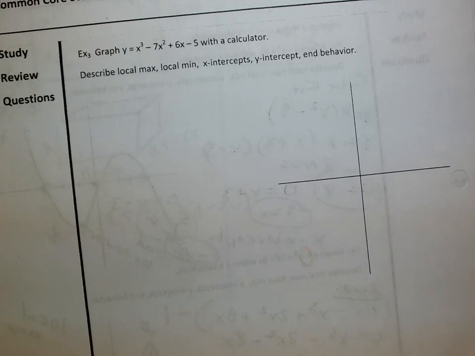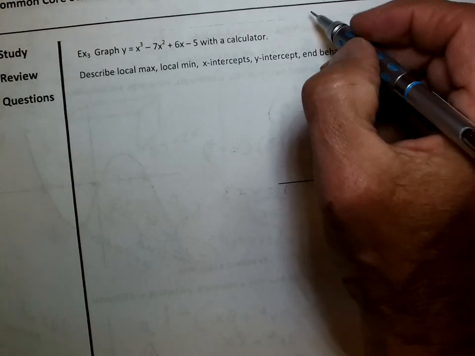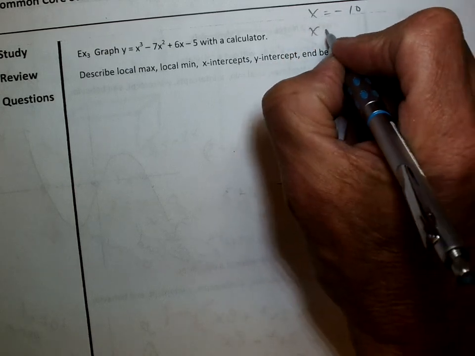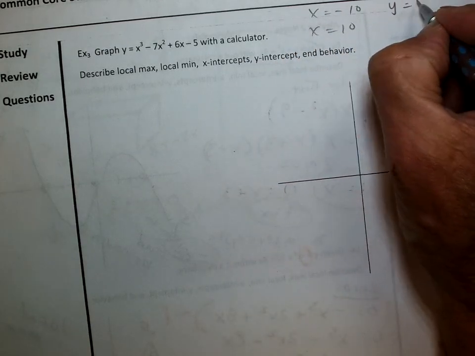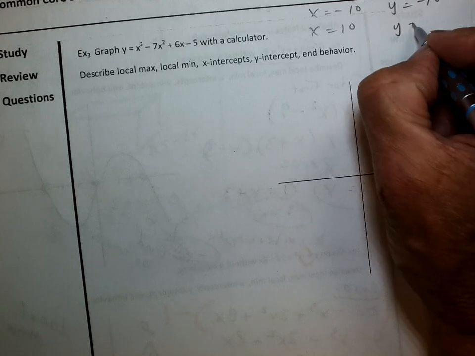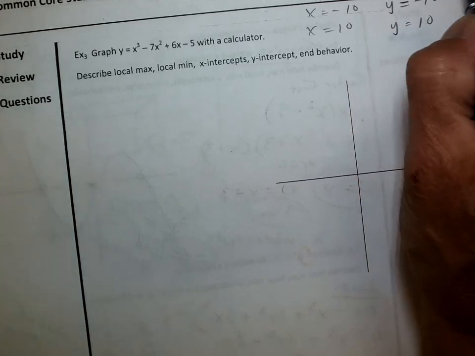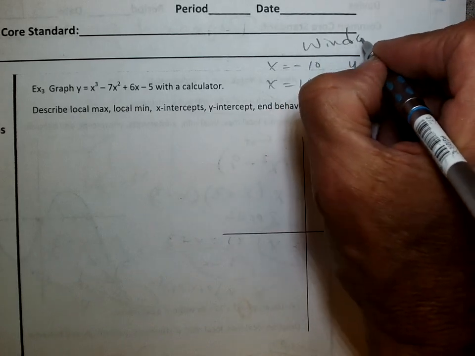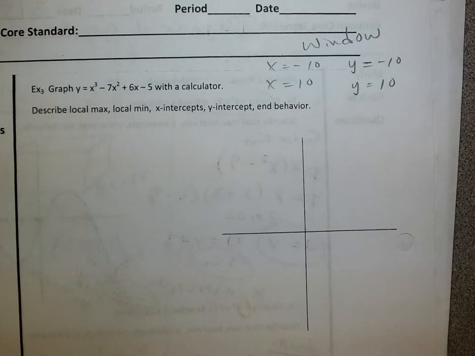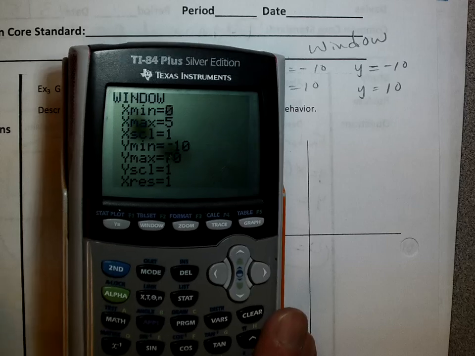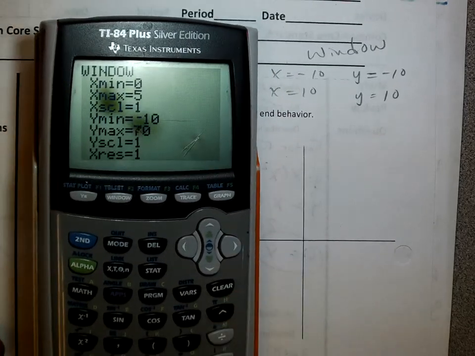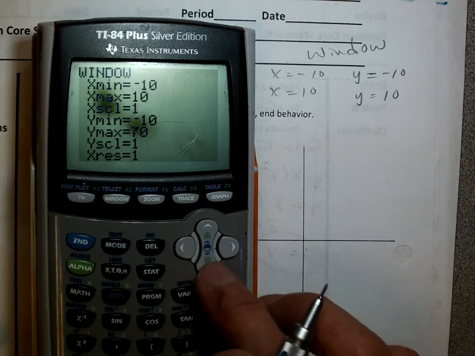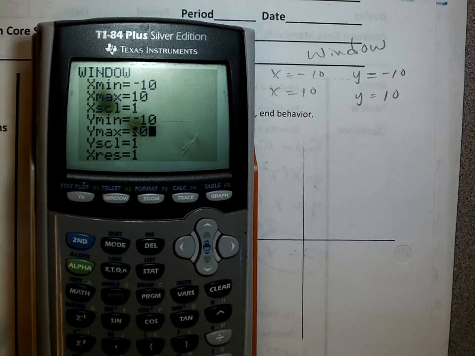A standard window, and I don't know how big this is, but a standard window is normally negative 10 to 10, and the y's will go negative 10 to 10. That's my standard window. If we need to adjust our window, we will. So I'm going to go to my window, a standard window: negative 10 to 10, steps by 1, scales by 1, negative 10 to 10, right?